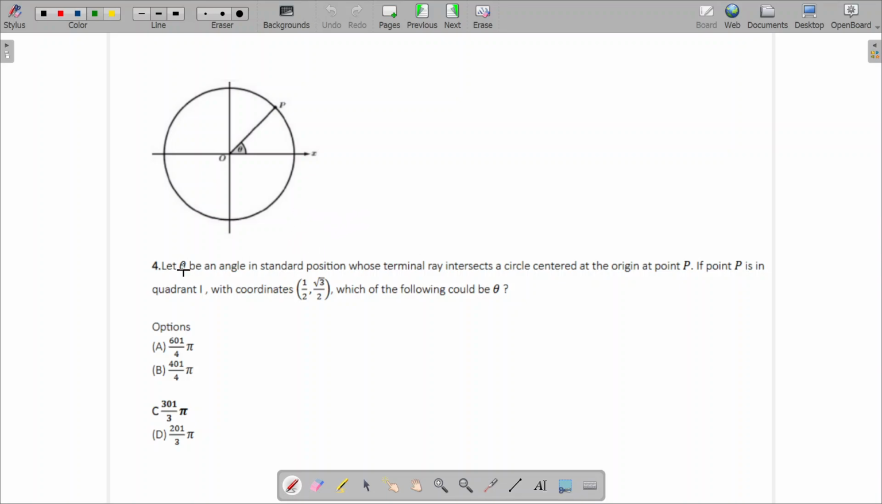This question says, let theta be an angle in standard position whose terminal ray intersects a circle centered at the origin at point P. If point P is in quadrant 1, the figure is given with coordinates 1 over 2 comma root 3 over 2. What is theta? Now here the complementary angle concept applies. It is very clear. I told you the method of doing it using special triangles.